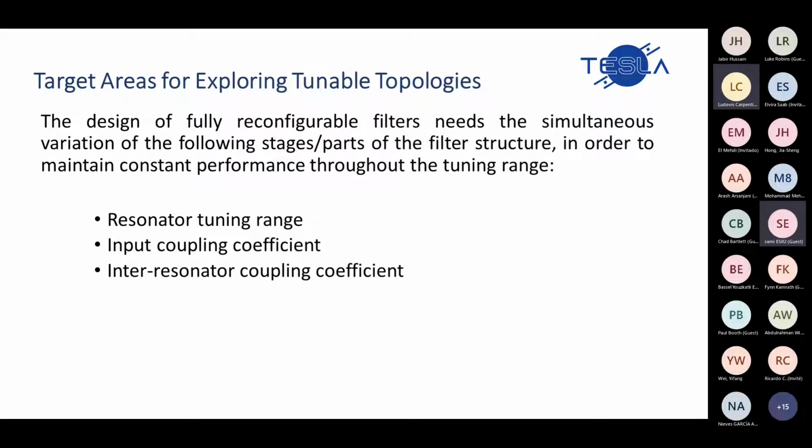The problem with tunable filter topologies is that when we move the frequency range, we have to compensate the input output coupling coefficient and the inter-resonator coupling coefficient at the same time in order to maintain the proper response of the filter. So when we are dealing with the resonator tuning, we have to compensate the input coupling and the inter-resonator coupling at the same time in order to maintain the return loss and the constant bandwidth throughout the filter. In that way, we carried out our experiment with the resonators, then input coupling and the inter-resonator coupling in order to exploit the tunable range.